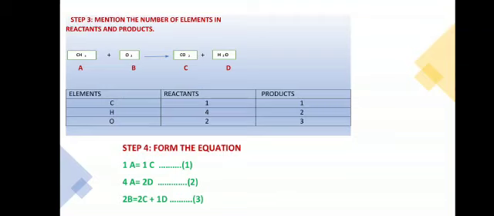Mention the number of elements in reactants and products. So next, what you need to do? You need to find which are the elements first. So here which are the elements? Carbon, hydrogen, oxygen. Then you need to find how many reactants are there, how many products are there. You know what are reactants and products? Left hand side elements we can call reactants and right hand side elements we can call products.